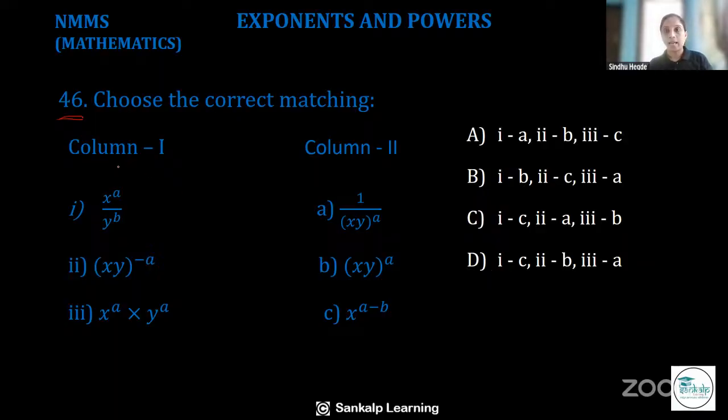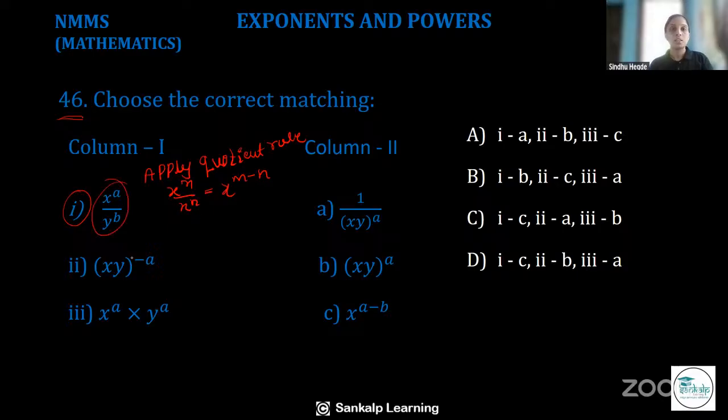Let us start to match column 1 with column 2. In column 1, the first one is x raised to a by y raised to b. Here we should apply the quotient rule. That rule tells that x raised to m divided by x raised to n is equal to x raised to m minus n. Similarly, here x raised to a by y raised to b becomes x raised to a minus b. So the first matches with C in column 2.